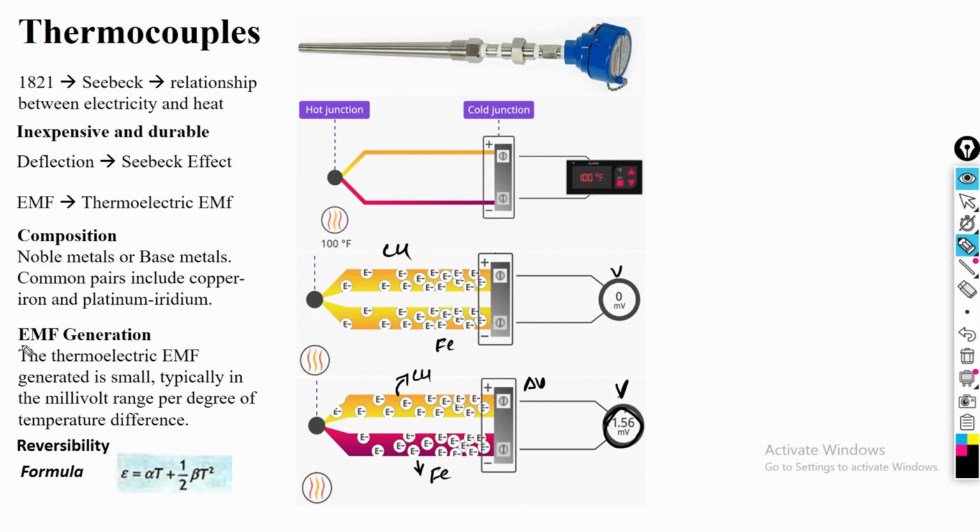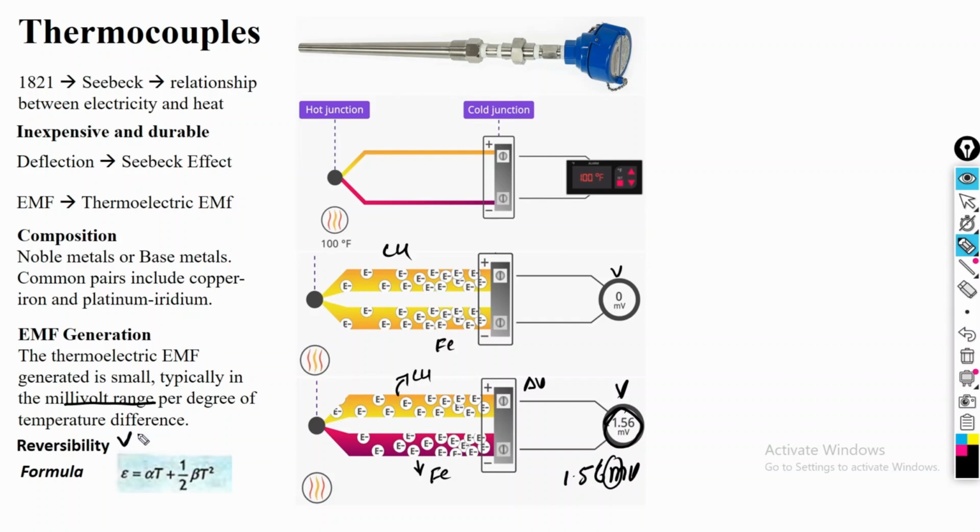And here is the EMF generation. The thermoelectric EMF generated is very small. This is about 1.56 millivolt, so it is in the millivolt range. It is very small. Here it says that the thermoelectric EMF generated is small, typically in the millivolt range per degree temperature difference.